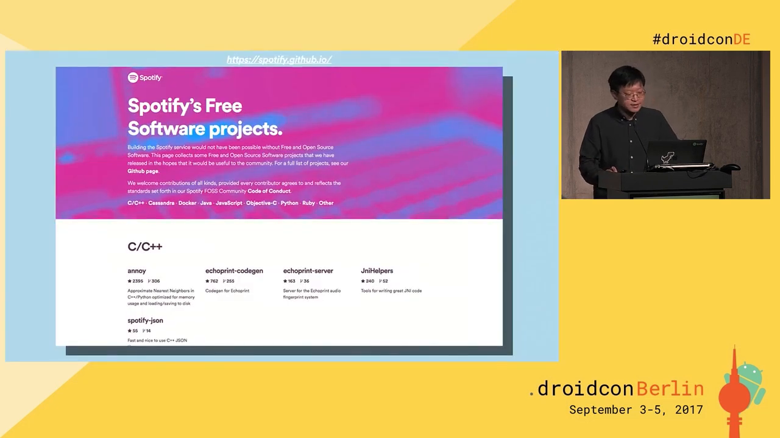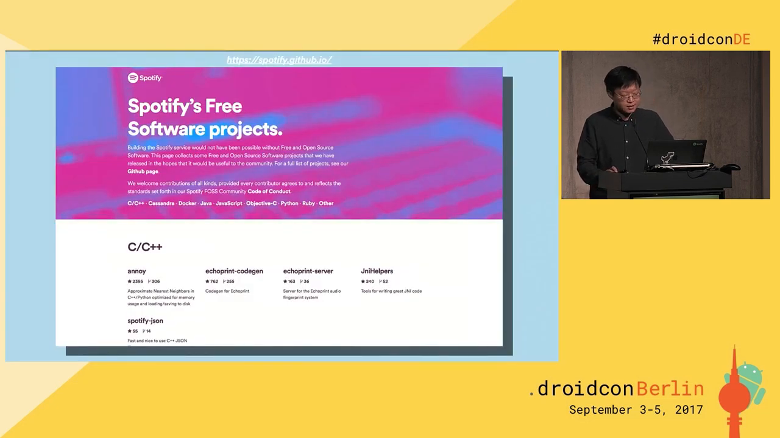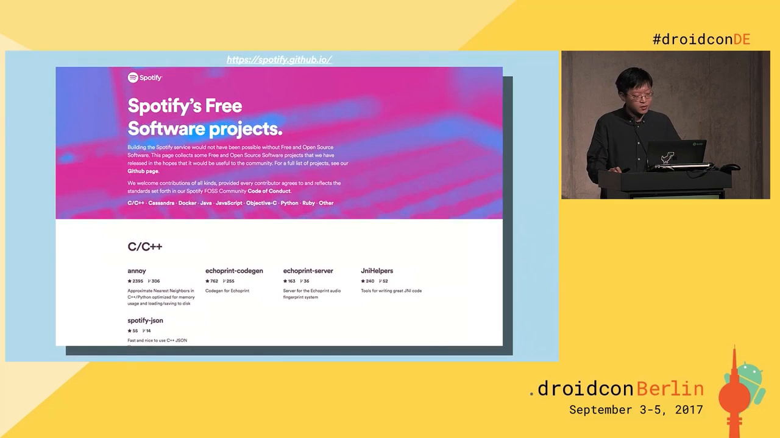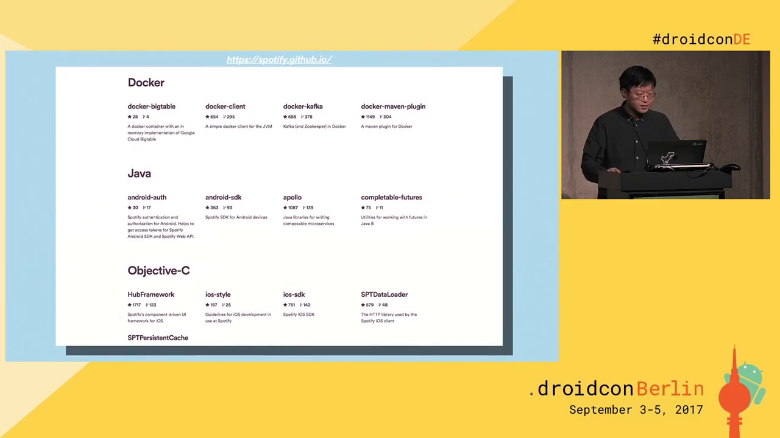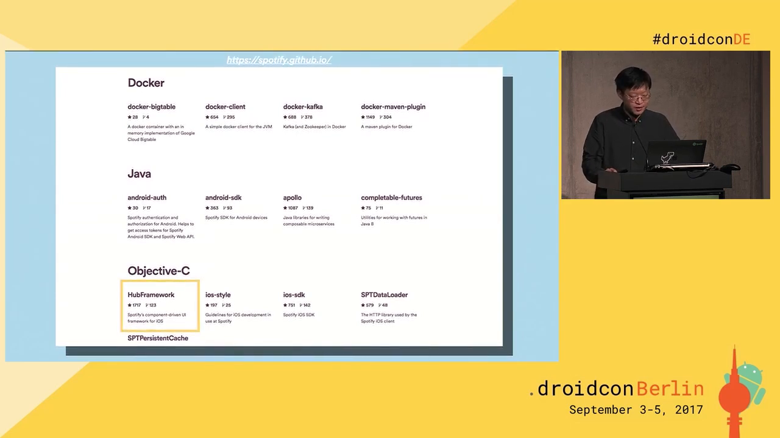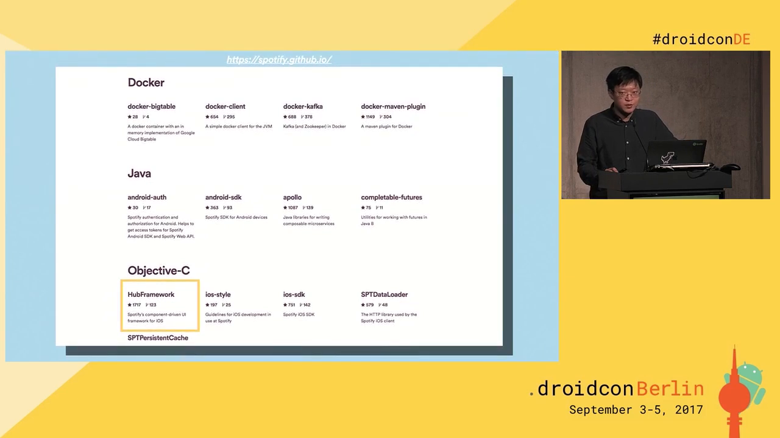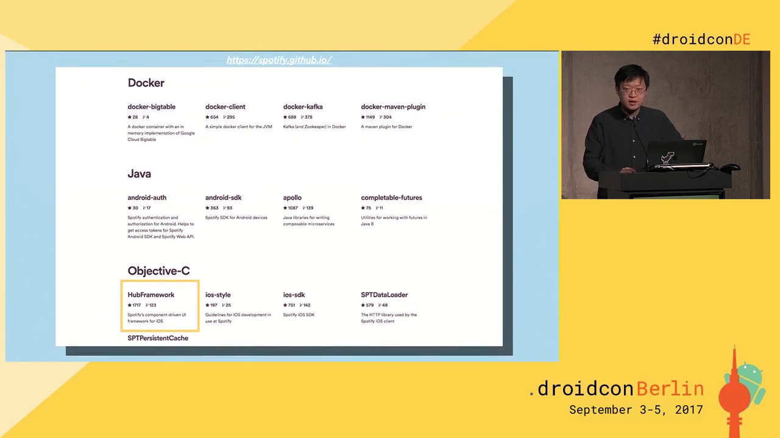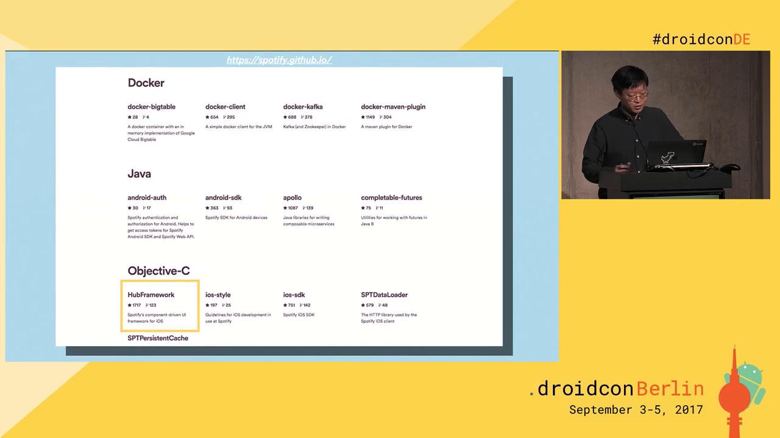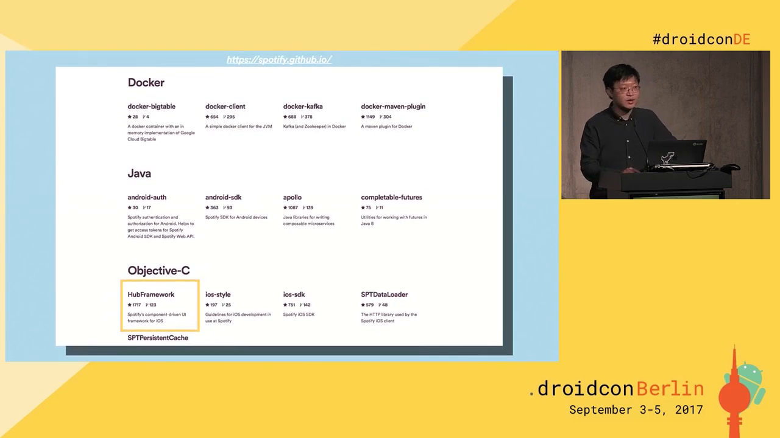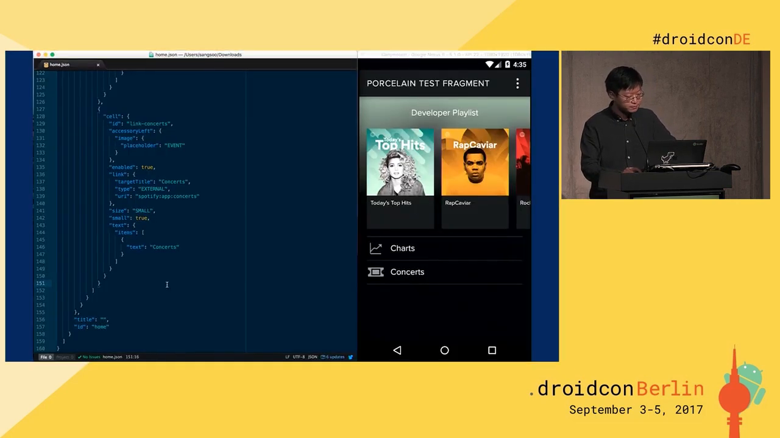And Spotify has open source projects, and there are many. You can check that at spotify.github.io. I want to highlight one thing called the Hub framework. Right now, this is only open source for iOS, but it will come soon for Android. And this is a component or backend-driven UI development framework. Let me show you how it works a little bit, shortly.